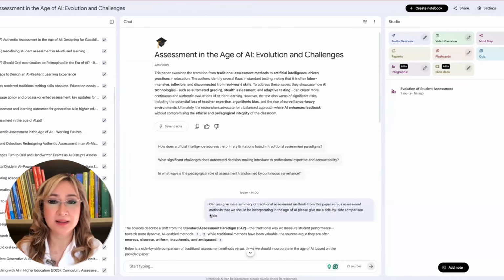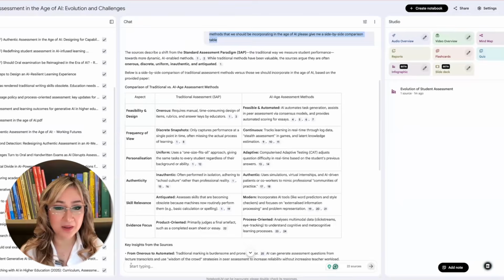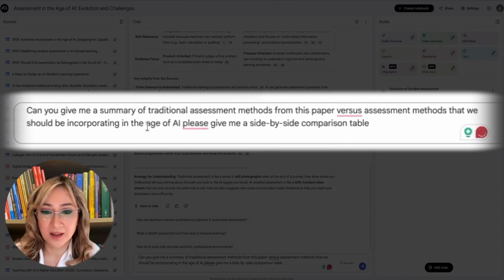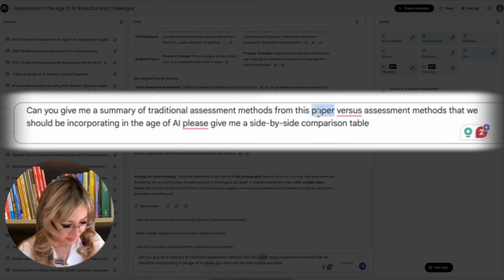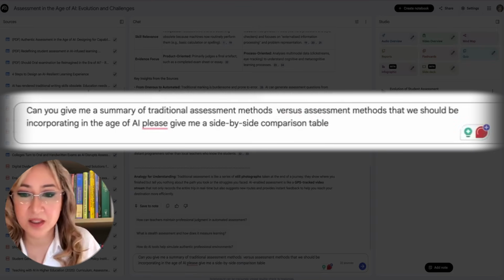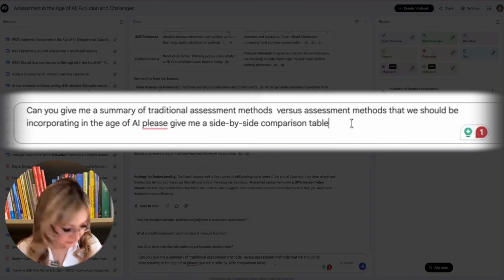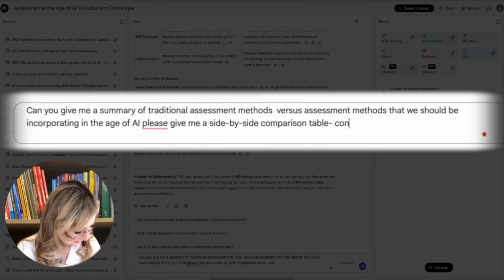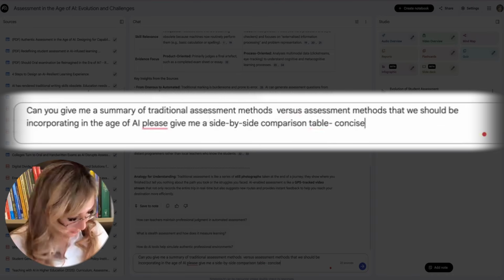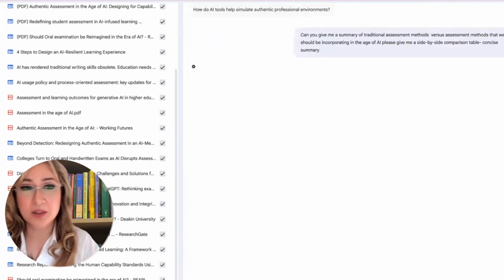So let's give the same prompt. Now that I've got quite a lot of research papers, can you give me a summary of assessment methods versus assessment methods that we should be incorporating in the age of AI. Please give me a side-by-side comparison, concise summary. See, I told you my typing was terrible. Okay, here we go. All right, 22 sources here.